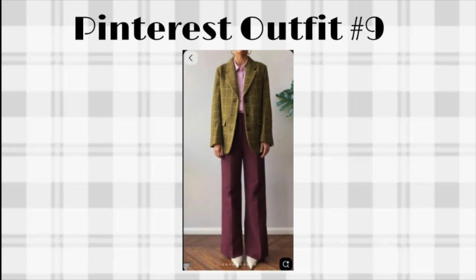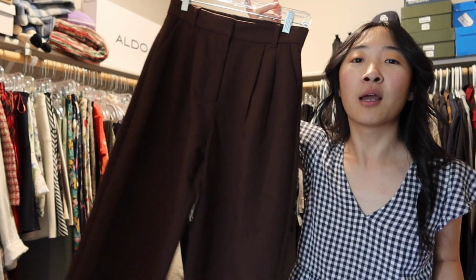Now here's the thing with outfit number 9. I love this so much. I love the color blocking. I love the structure of everything and the silhouette. Again, I say, creative liberties must be taken. The closest equivalent I have is these brown ones.